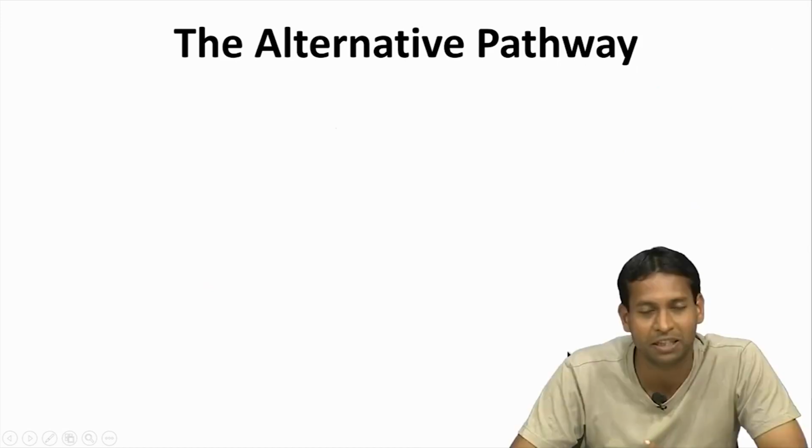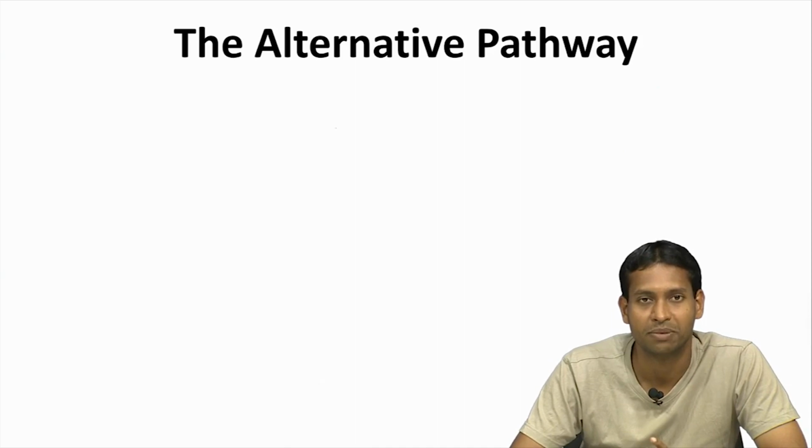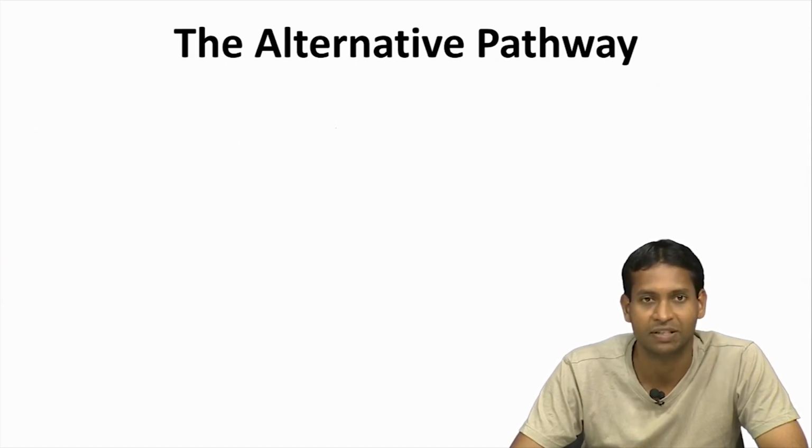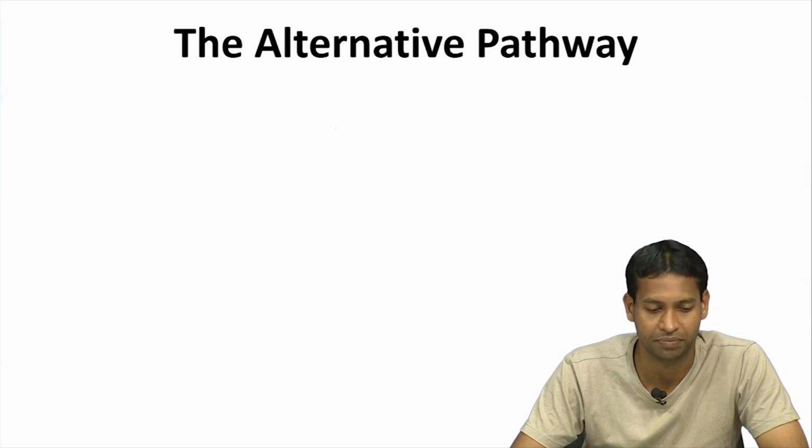So let us talk about the alternative pathway, since, as I said, it is the pathway majorly responsible for immune responses against some of the foreign materials that we are going to implant. Let us look at how this pathway gets activated so that we can have a fair idea of what to do with it.